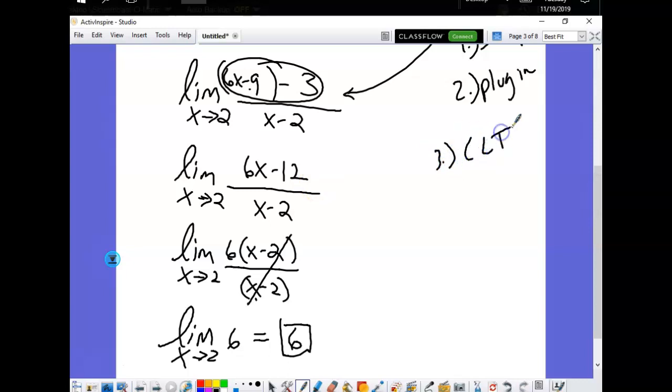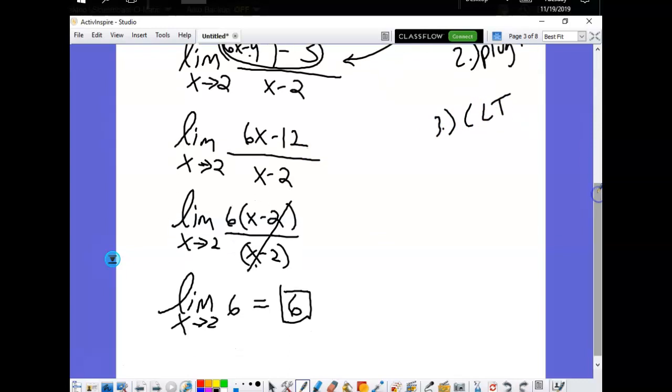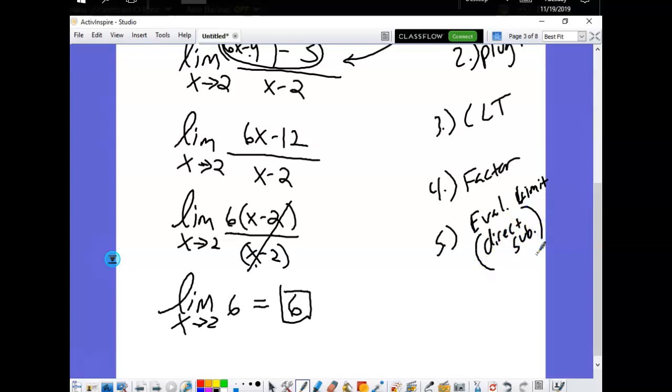Then we combined like terms. I'll put CLT for combined like terms. Then we factored, and I'm pretty sure factoring will come into play on almost every problem today, unlike the last one. And then after that, you just evaluate your limit, which usually is just going to be some form of direct substitution. In this case, though, it wasn't. There's nothing to substitute in, so it's just 6. But usually it's going to be some form of direct substitution. So there you go. Very similar to yesterday, just looks a little bit different.